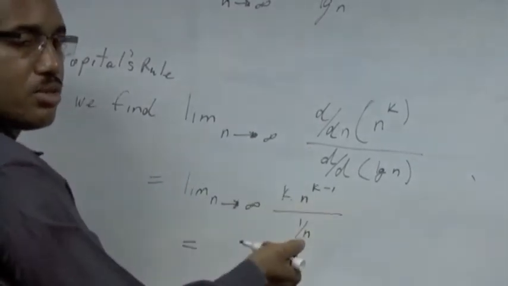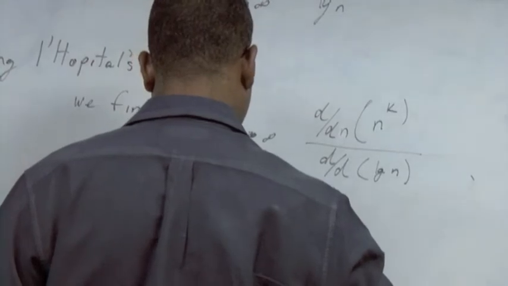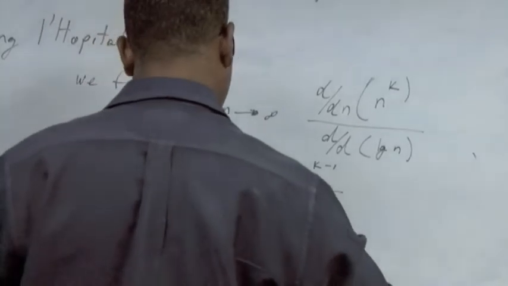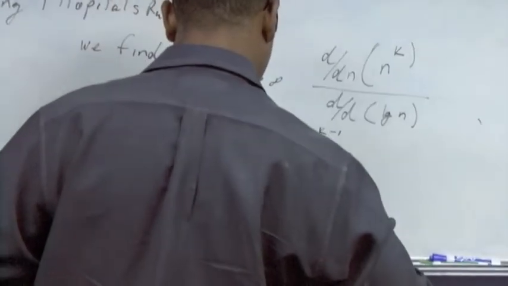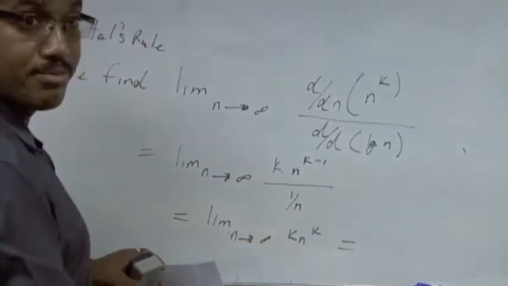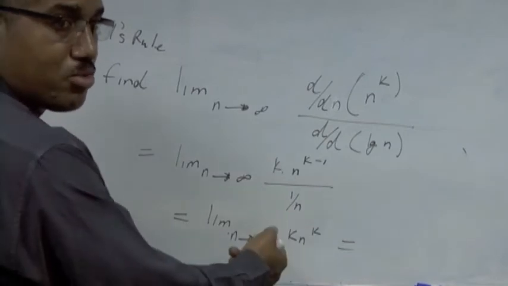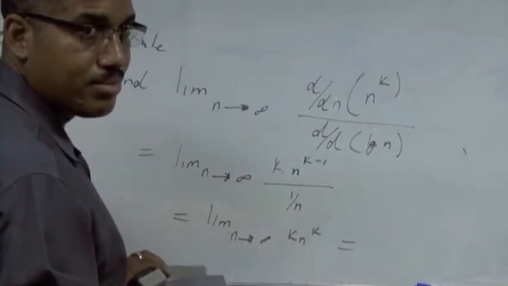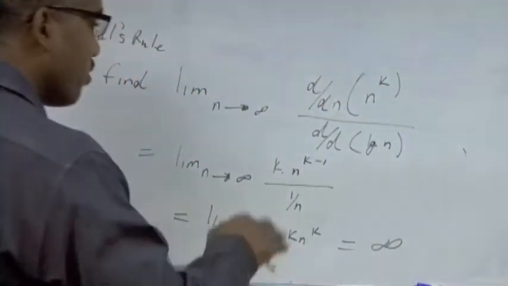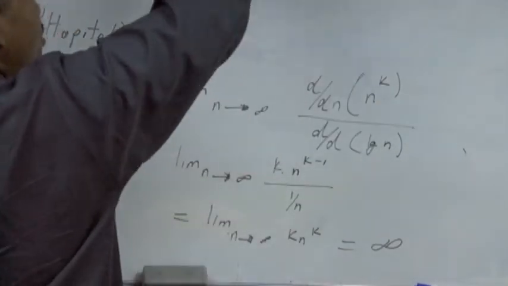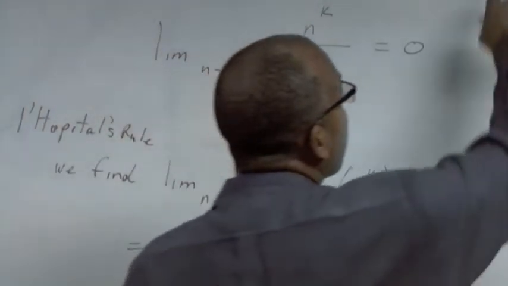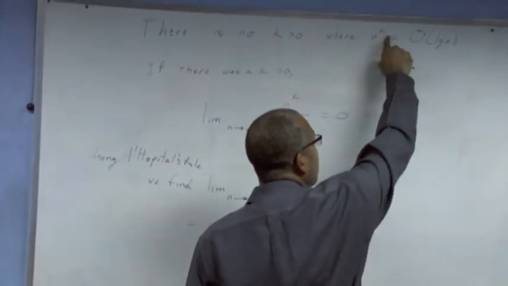so this simplifies to the limit as n approaches infinity of k n to the k, which, if n is approaching infinity, that limit will approach infinity. So we see the limit approaches infinity. If that was true, the limit should have approached 0, so we know that's false. But the takeaway point is, as long as you have an exponent greater than 0, no exponent grows slower than a log.